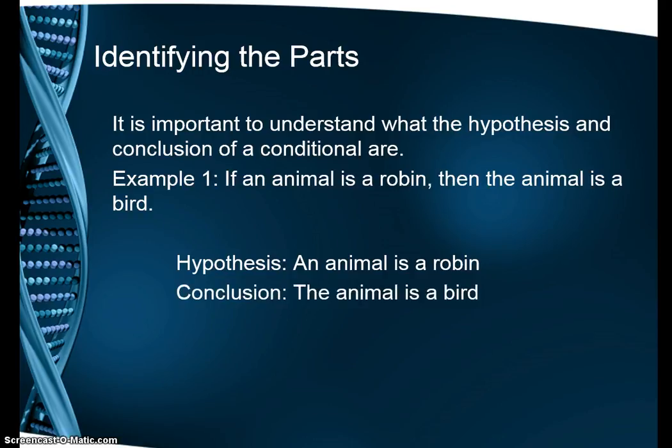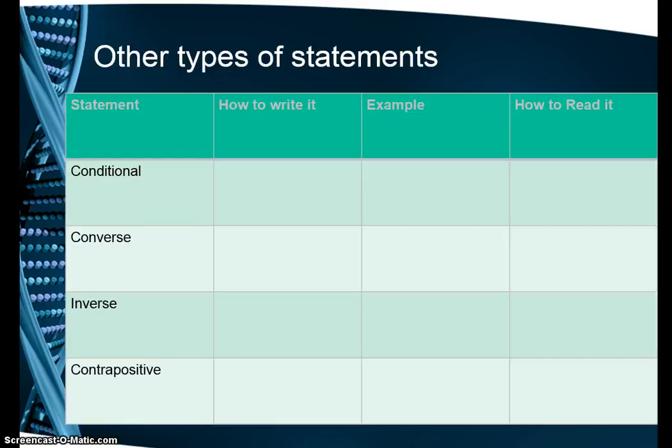So sometimes I can give you a sentence like an animal is a robin and then it is a bird, or a robin is a bird, something like that. Then we have to split it up into our hypothesis and conclusion. So the robin, or the if part, is usually more generalized, while the then part is usually more specific.